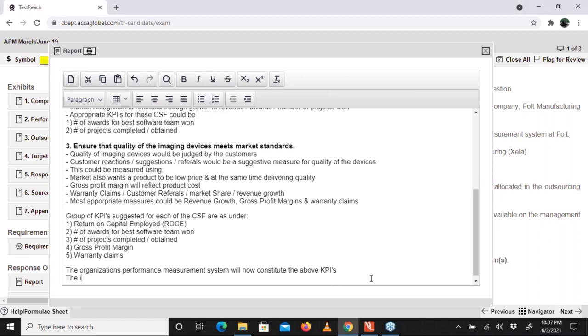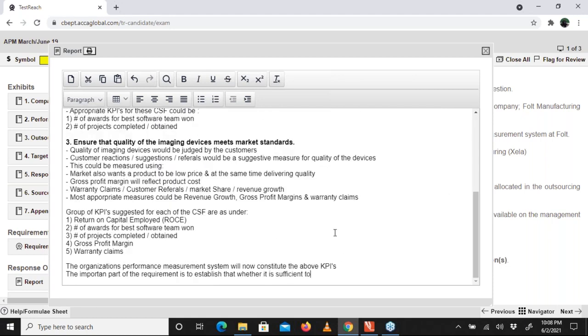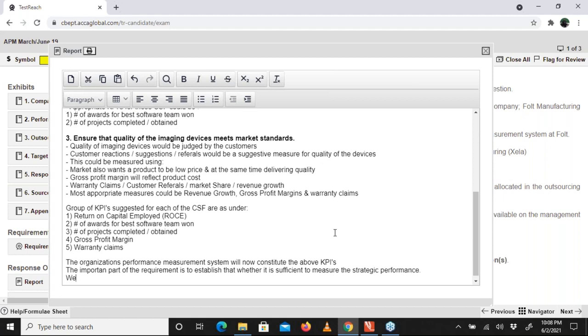Now, the important part of the requirement is to establish whether it is sufficient to measure the strategic performance. So we need to evaluate to what extent these KPIs will cover the objective of the organization.